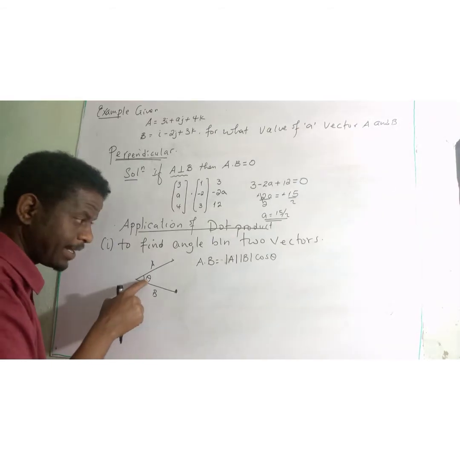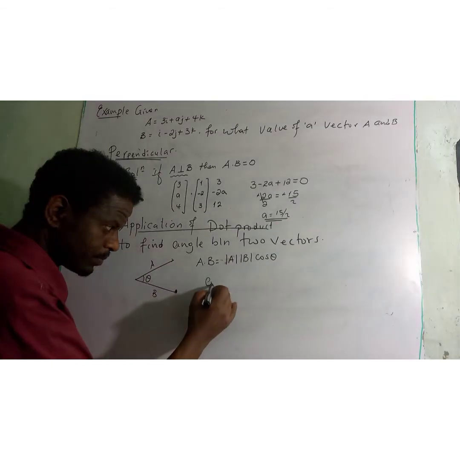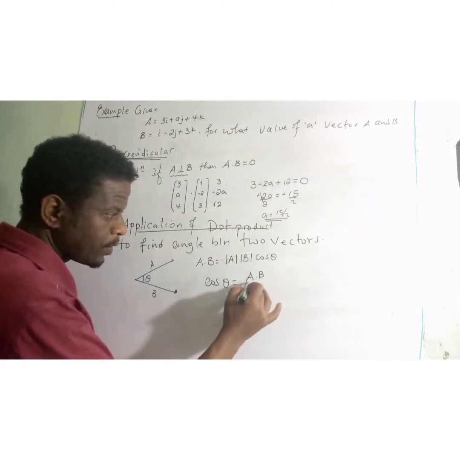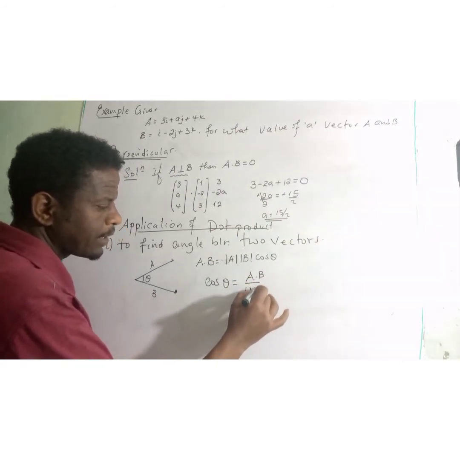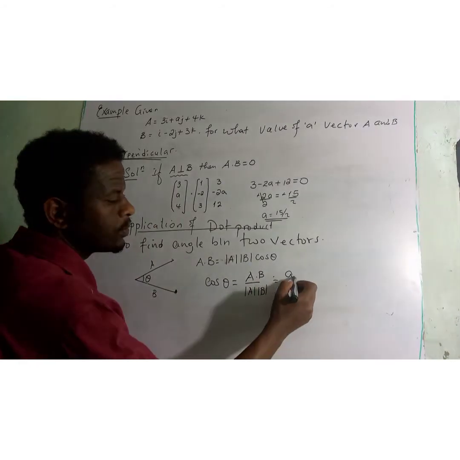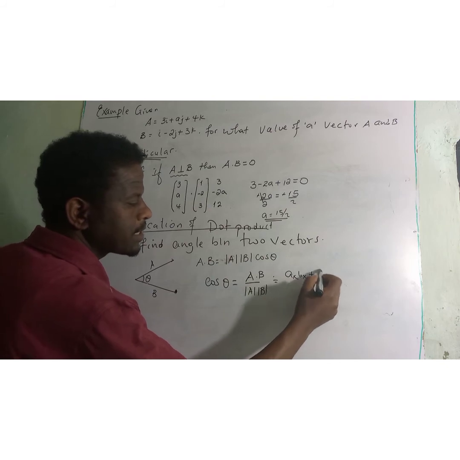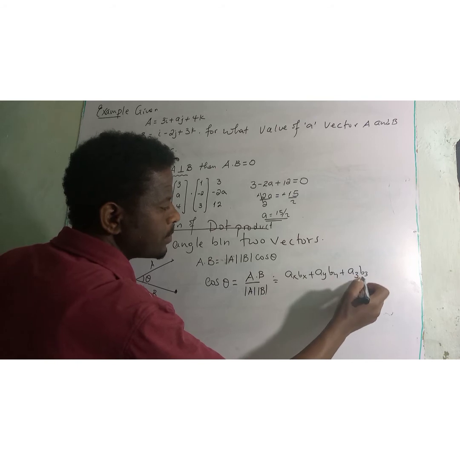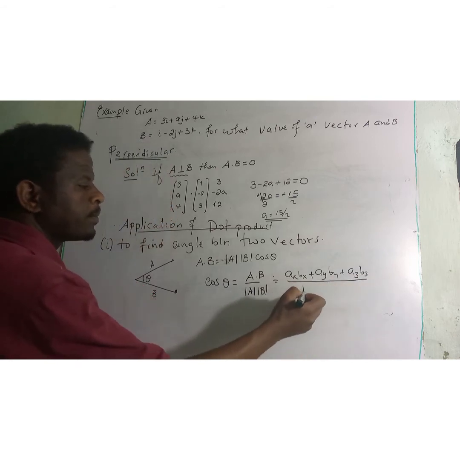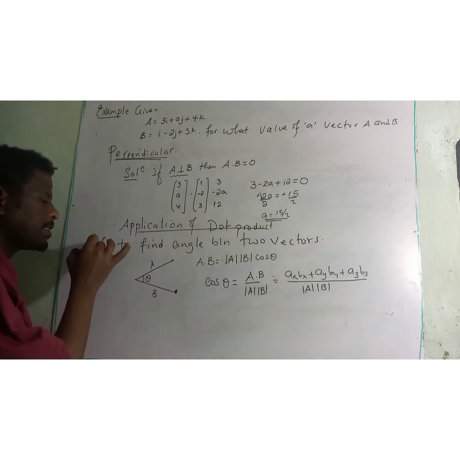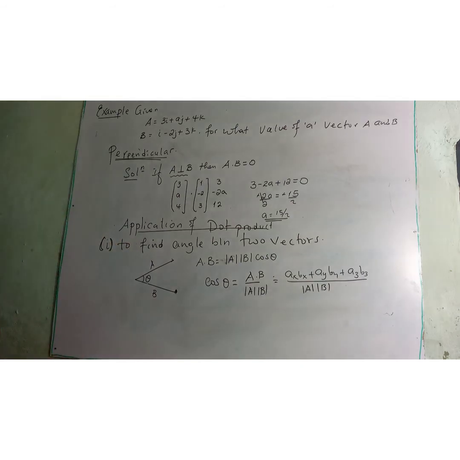Then for angle theta, cos theta equals A dot B over magnitude of A times magnitude of B, or this is equal to AX BX plus AY BY plus AZ BZ over magnitude of A times magnitude of B. This is the first application of the dot product.